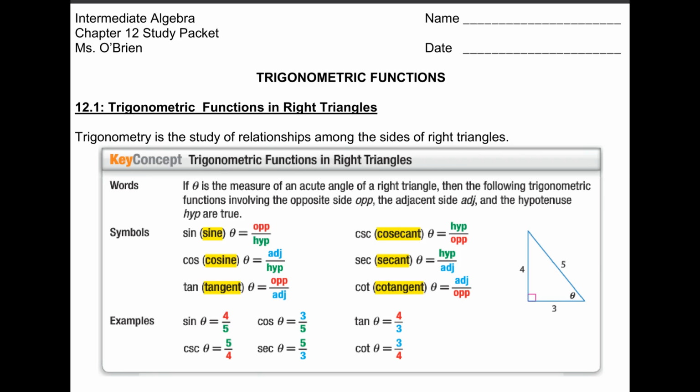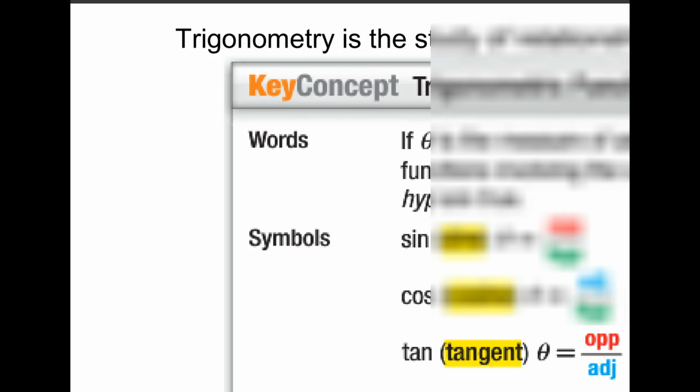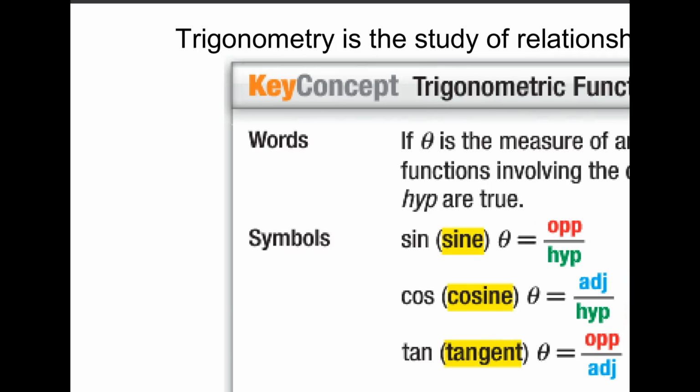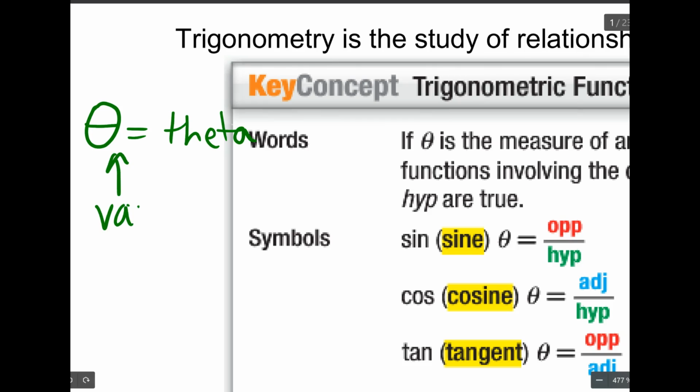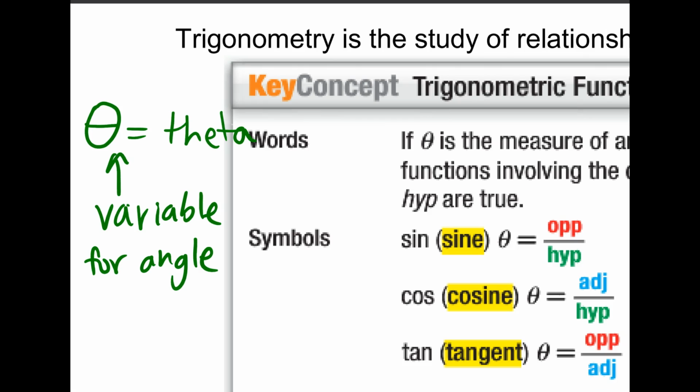Just an FYI, because apparently you do not learn this in your other classes. Does anyone know what this Greek symbol is? It means theta. And this is the variable that you put in for your angle. So if I say, what is the angle here? I could say, okay, theta equals question mark. I don't know what the angle is. So whenever you see theta, it means angle.